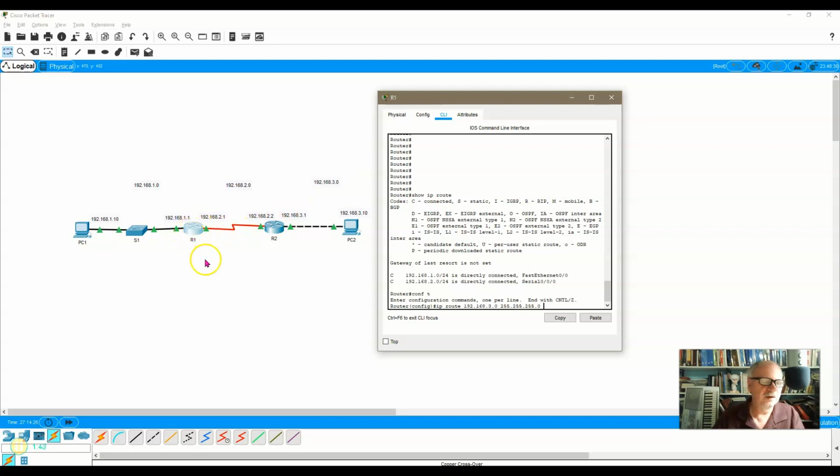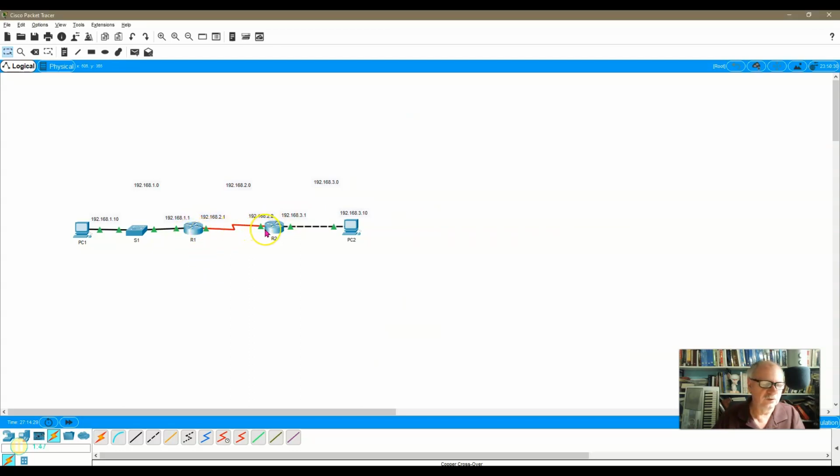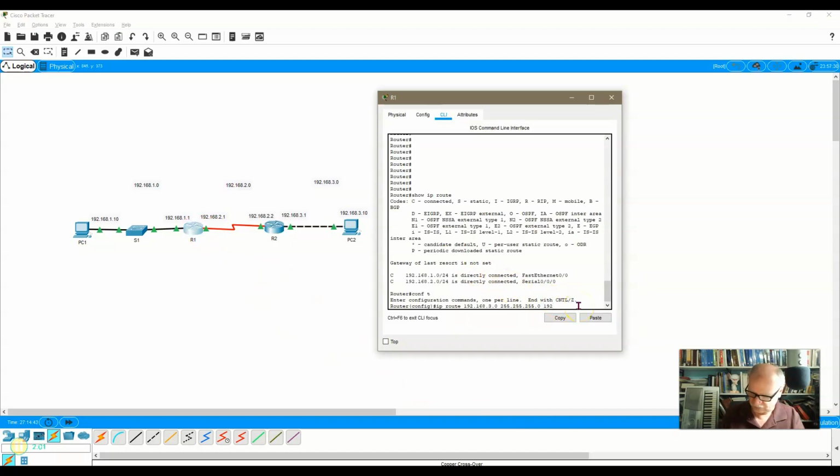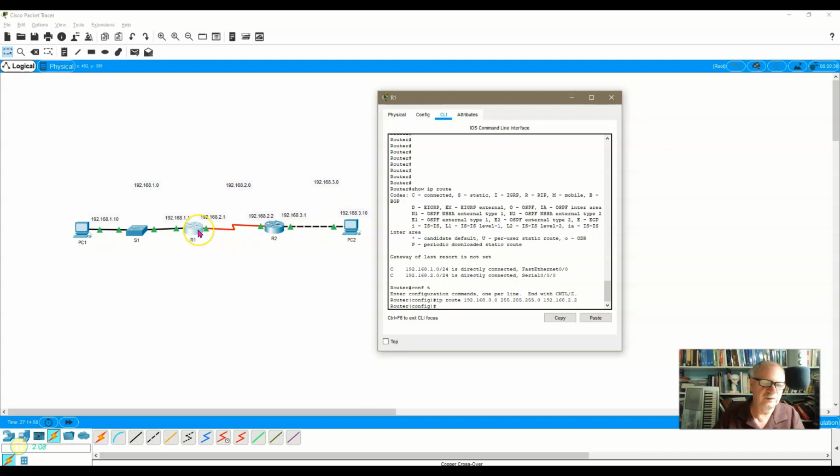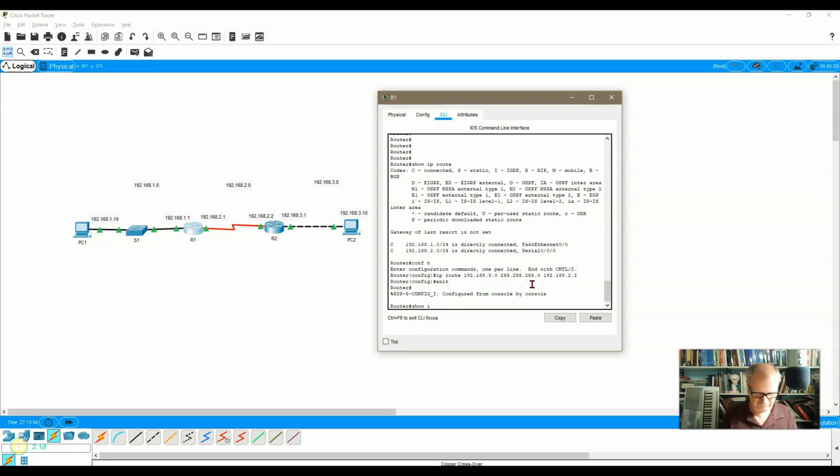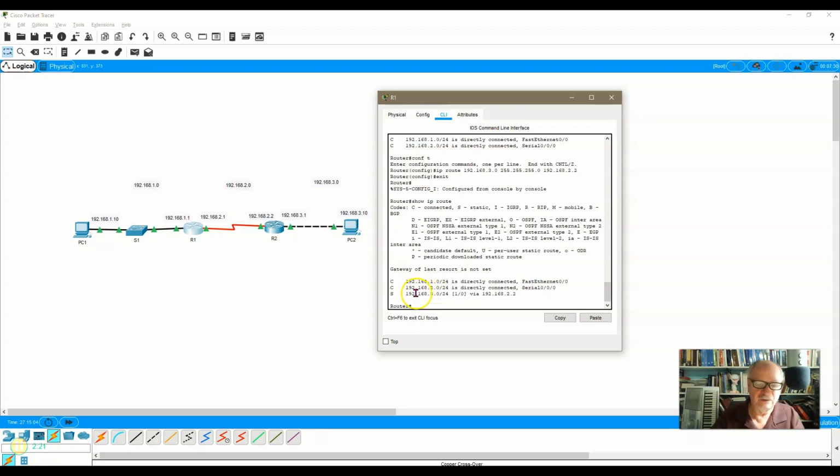Now we have to tell it what interface it needs to go out of in order to get there. And the way that we tell it that is to give it the next hop, which is right here, 192.168.2.2, so that it knows to send it out of this interface. All right, so let's put that in. 192.168.2.2. And that is the end of our command. This router should now know about this network. And to prove that, let's do a show IP route. And sure enough, it now knows about the 3 network, and it was statically entered. I manually put it in here, and it has an administrative distance of 1.